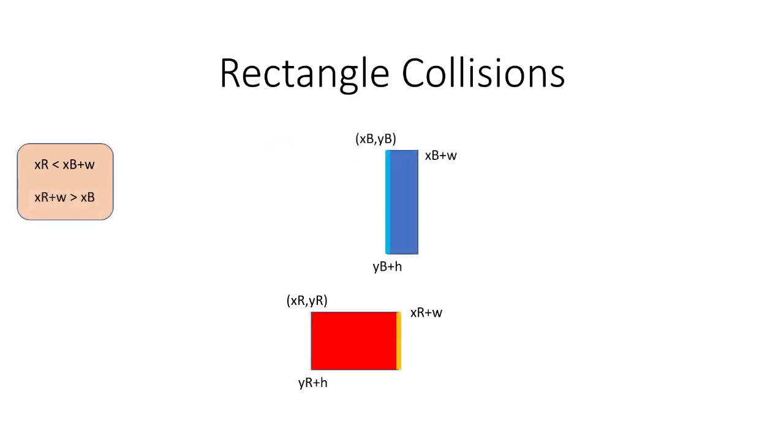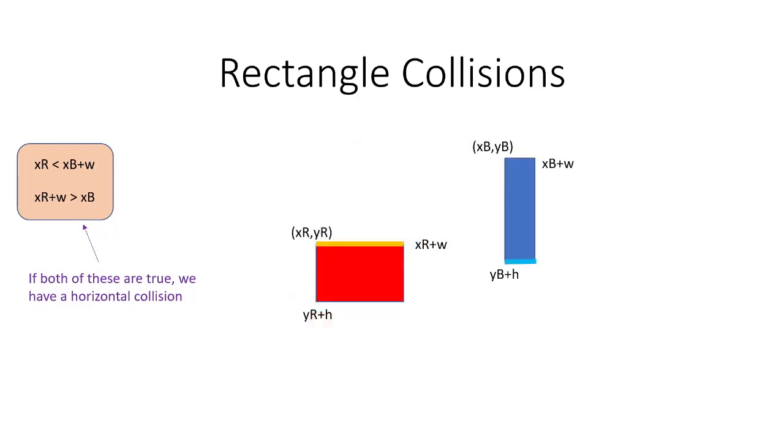Of course, they could overlap on the other side, in which case the right edge of the rectangle, xr plus w, would have to be greater than or to the right of the left edge of the blue rectangle, xb. Now, if both of these conditions are true, we have a horizontal collision. In other words, the rectangles are overlapping each other horizontally. Not necessarily vertically, but they're overlapping horizontally.